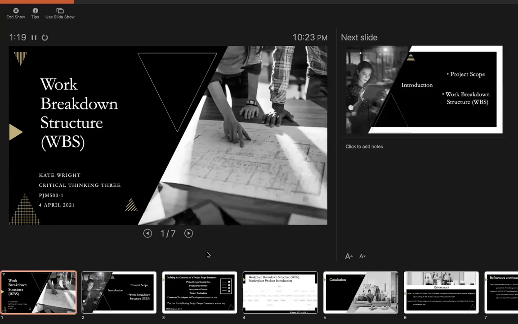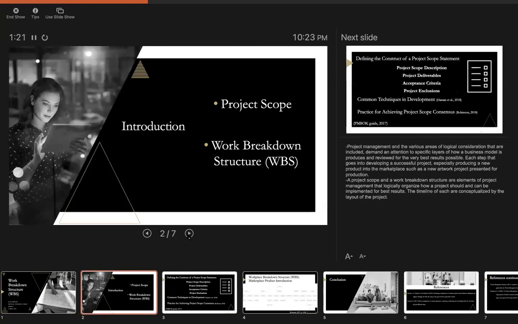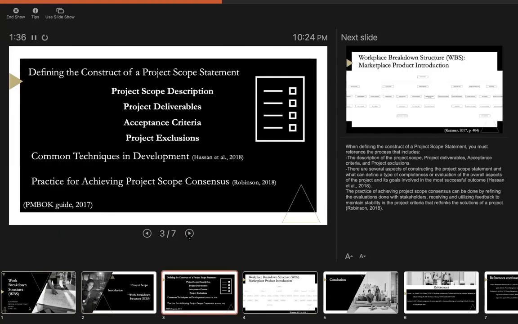Work breakdown structure. So when introducing the project scope and the work breakdown structure, there are a few things that you need to know when defining the construct of the project statement and the techniques in development. So when defining the construct of a project scope statement, you must reference the process.